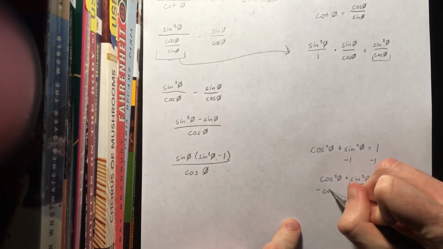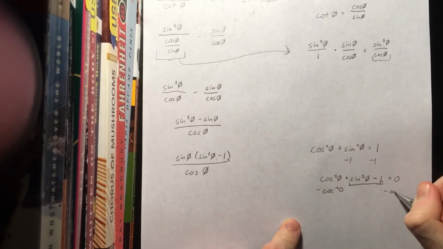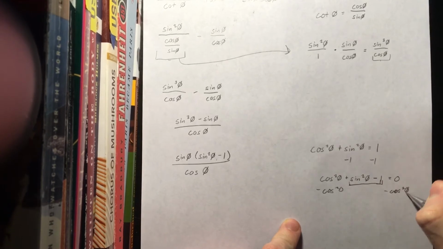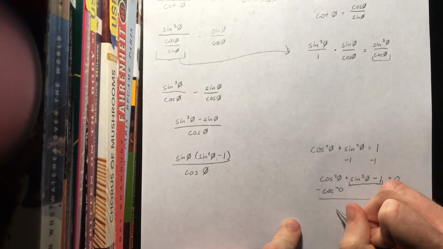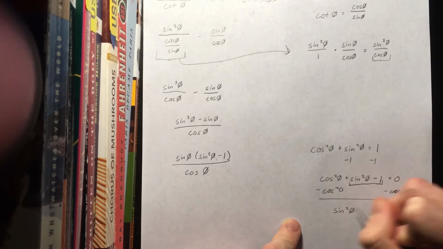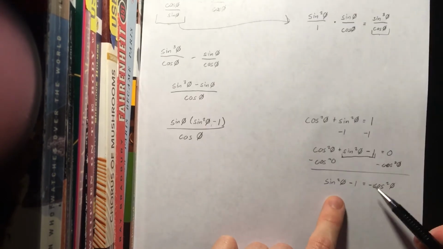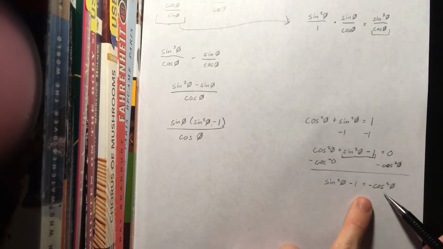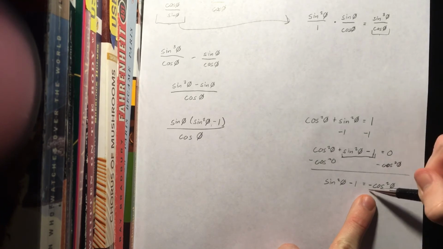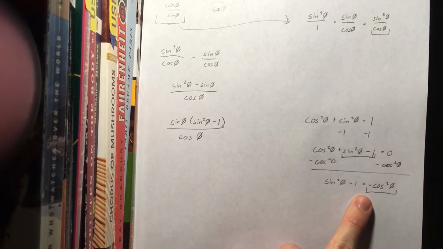So I want to get this part right here by itself so I can plug in right there, right? So I'm going to isolate that part. Right? And now what we're left with is sine squared theta minus 1 equals negative cosine squared theta. Right? So wherever we see sine squared theta minus 1, we can plug in negative cosine squared theta. Okay? That part right there, right?